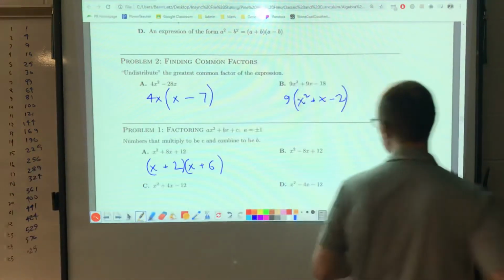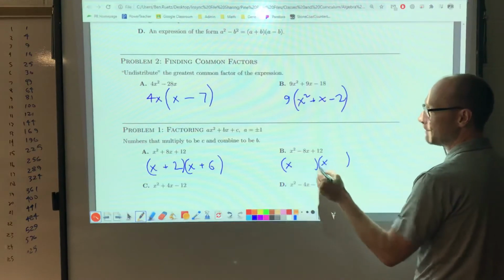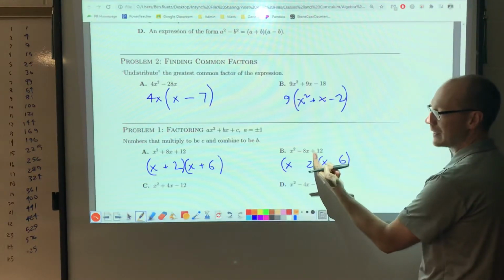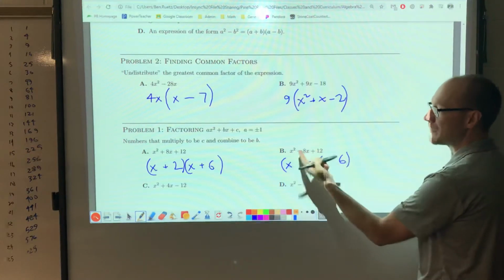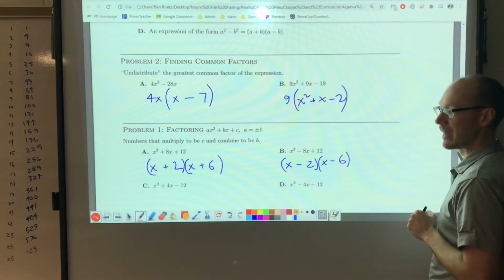This one over here, same idea. Numbers that multiply to be 12 and add to be negative 8. But what kind of 8 is it? They still have to be the same sign to multiply to be a positive 12, but they both need to be negative. x minus 2 times x minus 6.